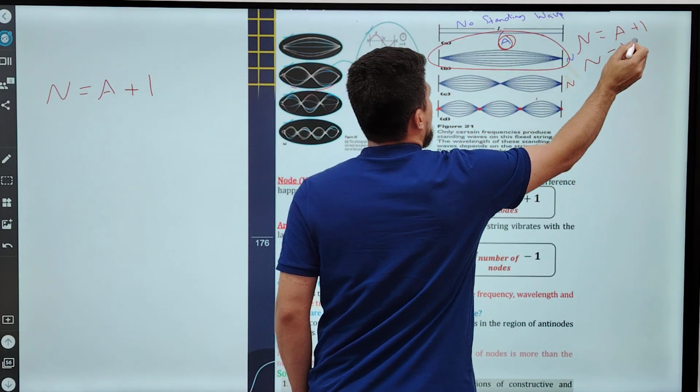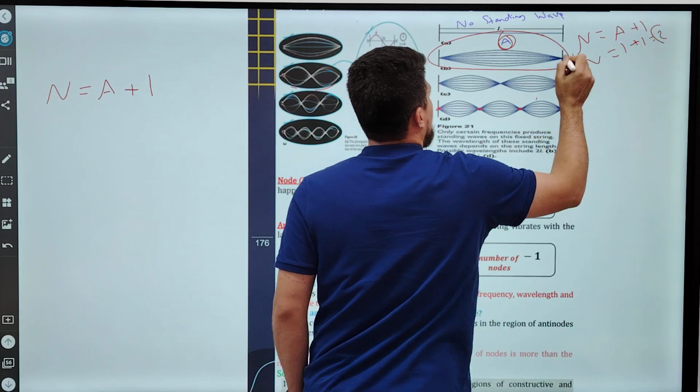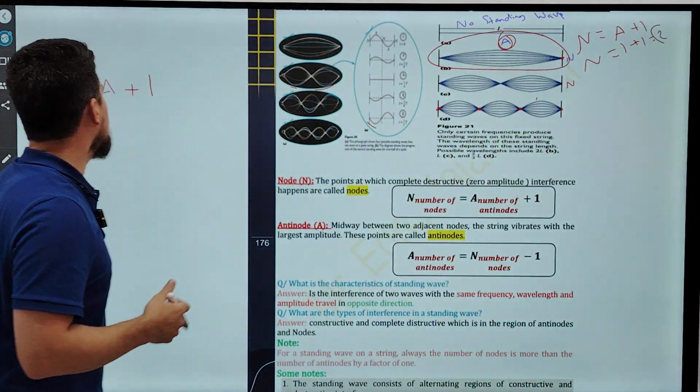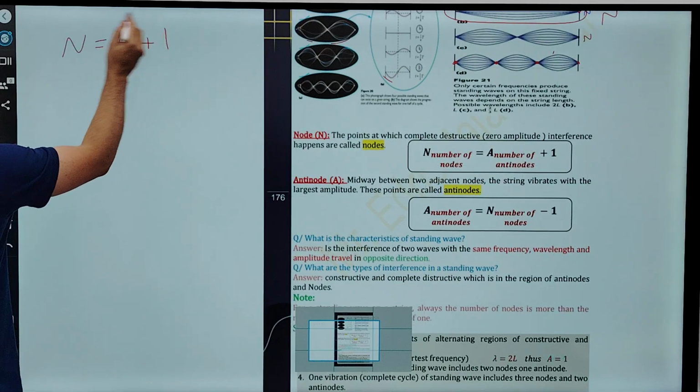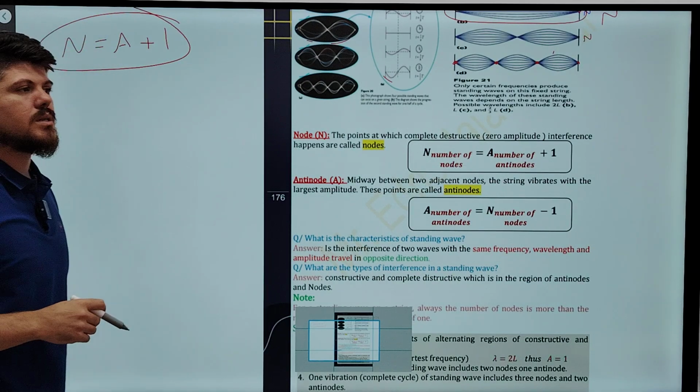A is equal to 1. 1 plus 1 is equal to 2. Yeah, we have 2 nodes. How can we determine the number of nodes? Node is equal to antinode plus 1.